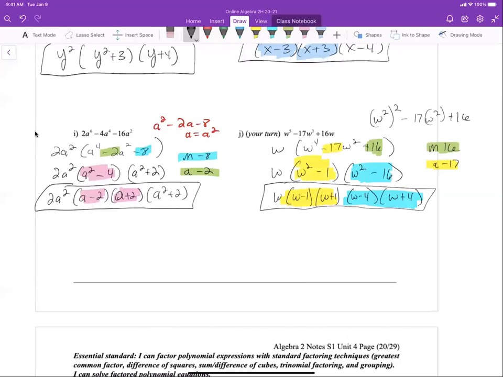So a lot of times we forget about 1 being a square, but it is a square. So, all right, so that is the end of our lesson today.